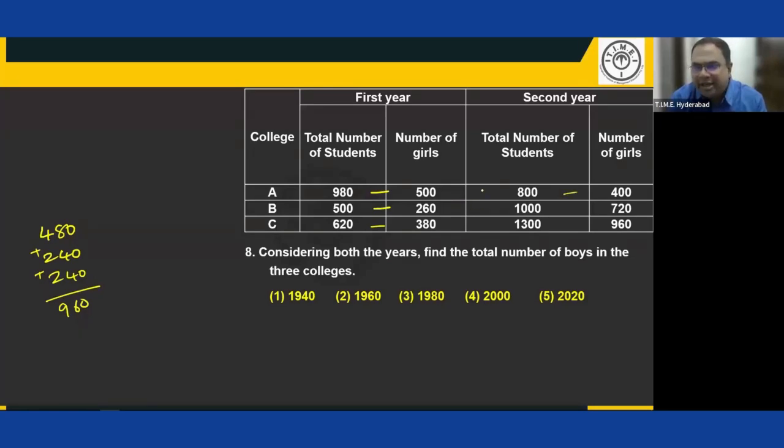We already did this. 800 minus 400, it is 400. 1000 minus 720, 280. 1300 minus 960, 340. So 120, 1020. Right? So total number of boys in these 3 colleges, 1980 if I add these two. 1980 is present in option 3.